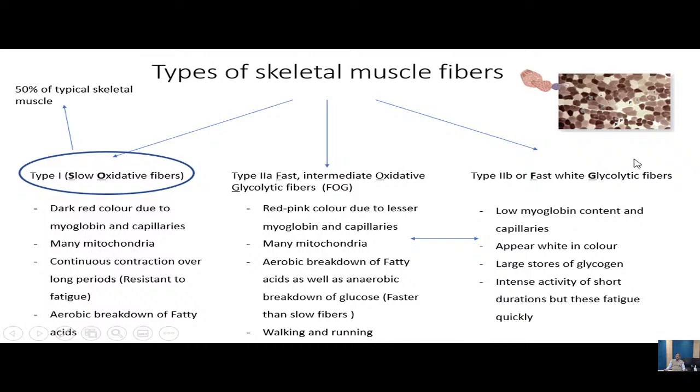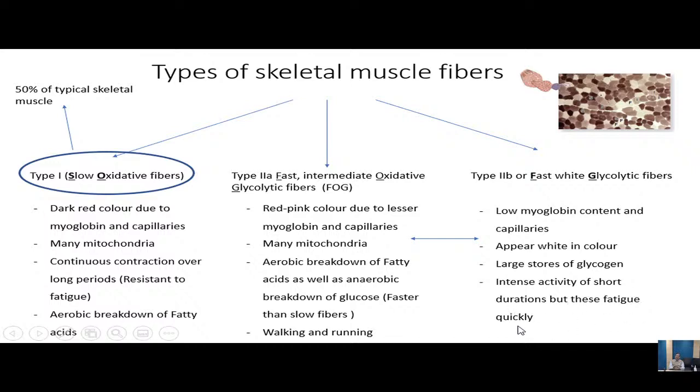Now, coming to the fast type 2B or fast white glycolytic fibers, they are also known as FG fibers, fast glycolytic. They have no myoglobin and capillaries, because of which they appear white in color. They have large stores of glycogen, which they break down by an anaerobic mechanism, and they can take part in intense activity of short durations, but these fatigue quickly.